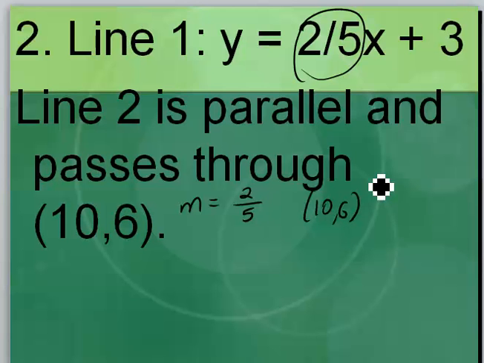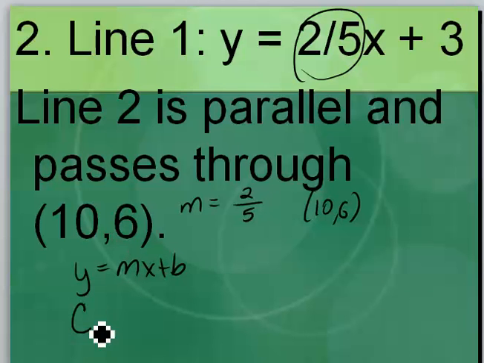I'm going to solve number 2 just using slope-intercept form. If you would like to use point-slope form, the y minus y sub 1, go ahead and solve using that, and let's see if we get the same answer. So to solve this, I'm going to use y equals mx plus b.